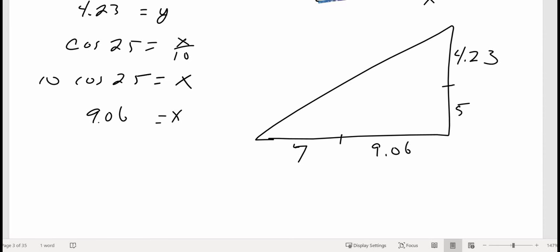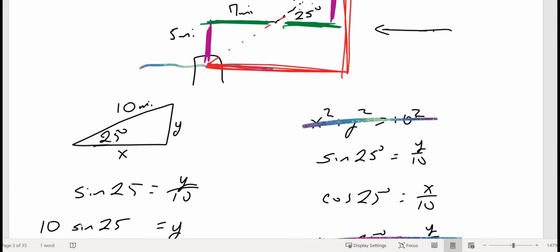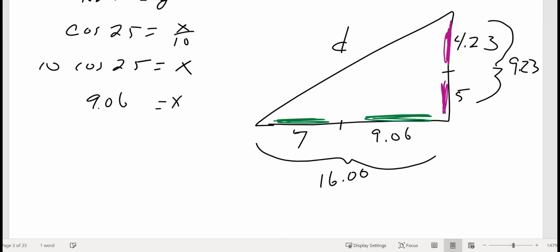If you'll notice, if I color coordinate what we had here, these individually were those purple sides, and then these were the green sides of the little triangles, right? But now at least I've reached my first goal, right? Because I said if I know the sides of the big triangle, then we can use that Pythagorean theorem to get the actual distance for the boat. So I'm going to call that one D. So the total on this side would be 16.06 for this whole side. This one would be 9.23.